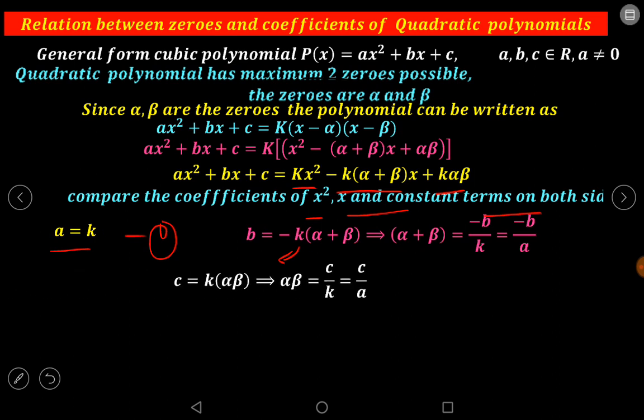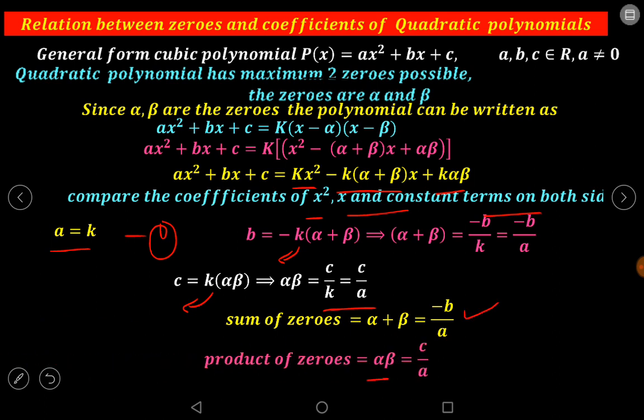Next, c is equal to k times alpha into beta. K is transposed to the left side, so alpha into beta is c by k. K value equal to a, so c by a. Sum of zeros equal to minus b by a. This is the formula. And alpha into beta, product of zeros, is equal to c by a. Okay students, these two formulas are used for verification also.